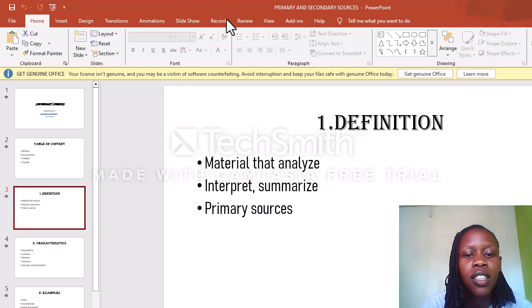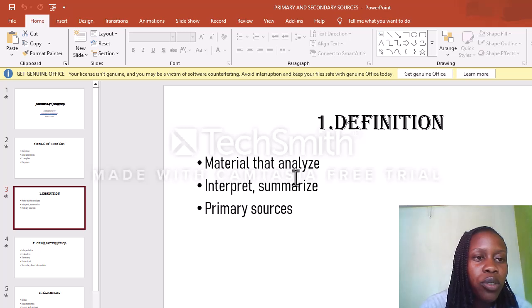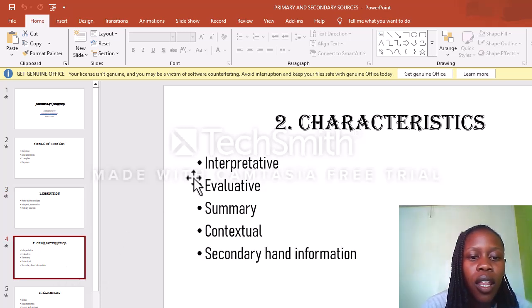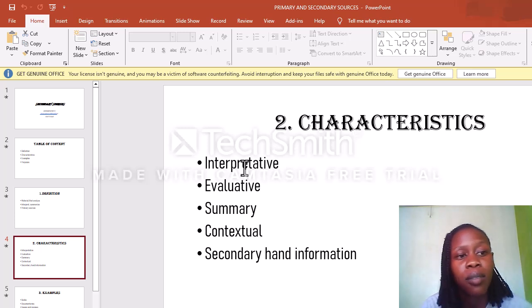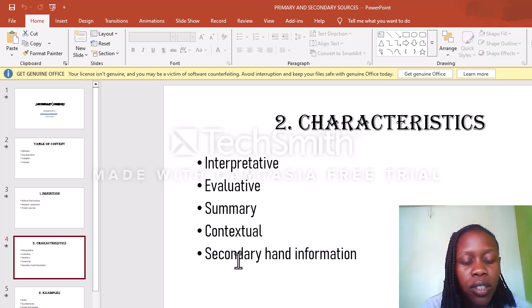as a material that analyzes, interprets, summarizes primary sources. They are created after an event or some period of time, and their characteristics include they are interpretative, like it can easily be interpreted, and evaluative. It's a summary of especially primary source, so it's like a summarized work of primary source. Then it's contextual, then it's second-hand information. Like when we talked about primary source, primary source is actually first-hand information, so that definitely gives secondary source as a second-hand information.